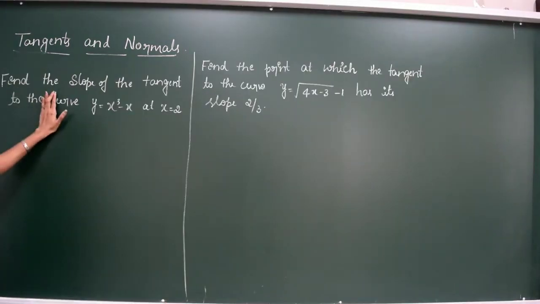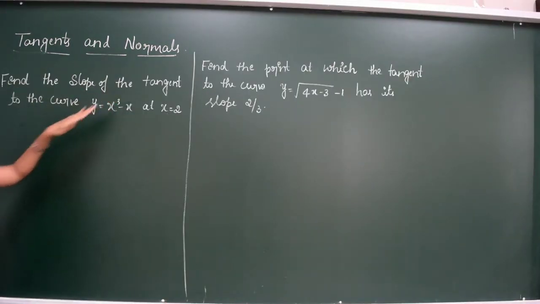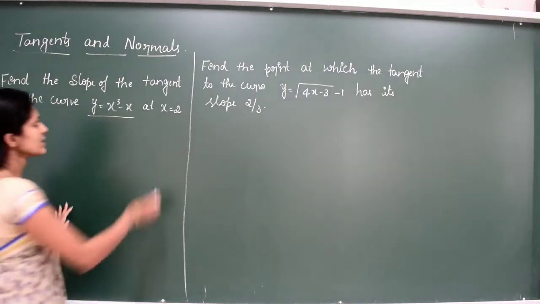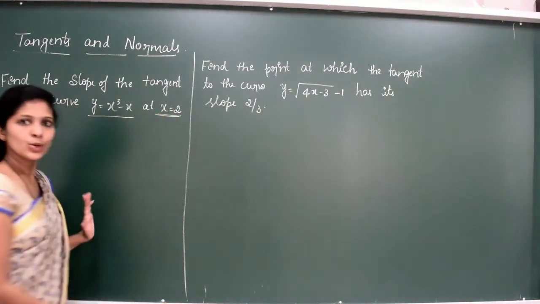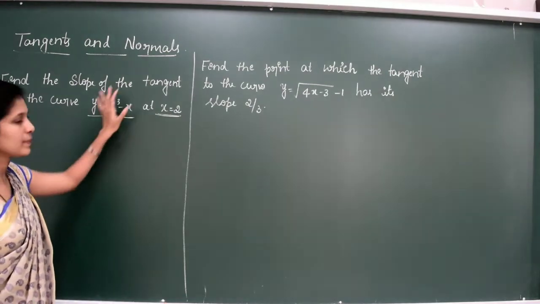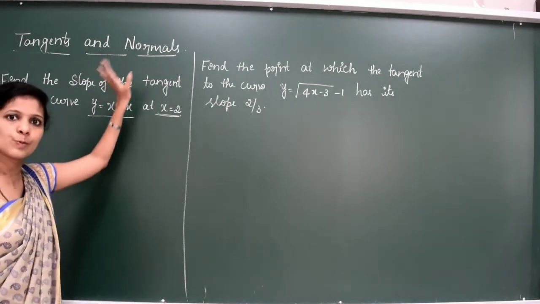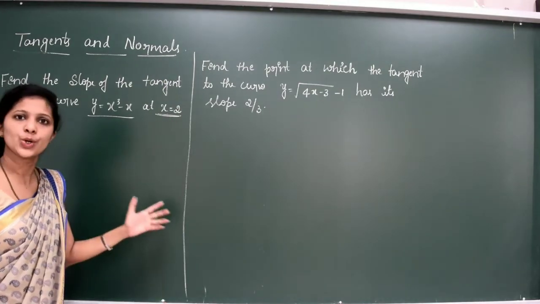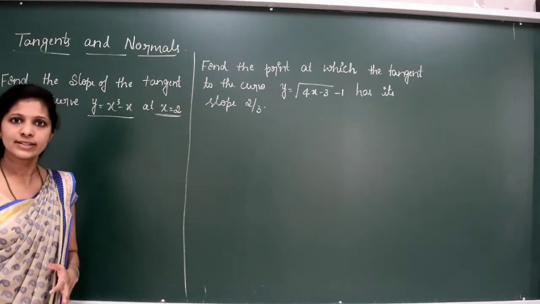Find the slope of the tangent to the curve y is equal to x cube minus x at the point x is equal to 2. Is it clear? Simple it is. What you have to do? You are finding the slope of the tangent. Differentiate this one and substitute the value of x is equal to 2. So it will give you the slope of the tangent.